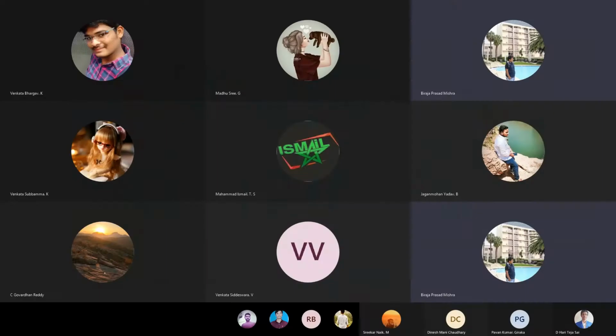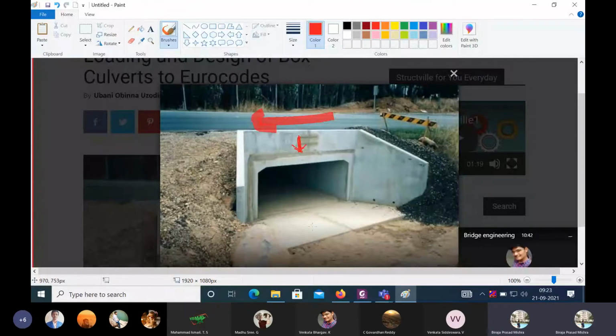Direction. Now the thrust will be from the bottom side to the up. I'm showing it here, but it will be basically from the bottom of the bridge to the upside. So this load will be there on this wall. We may call it a wall, or the top slab.